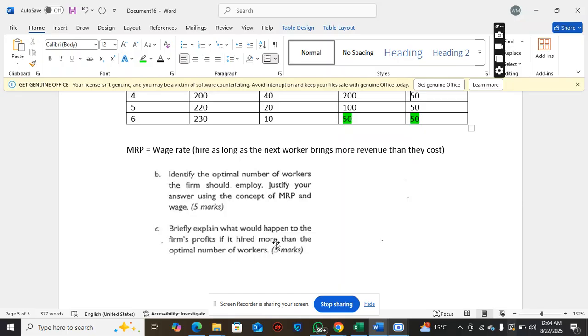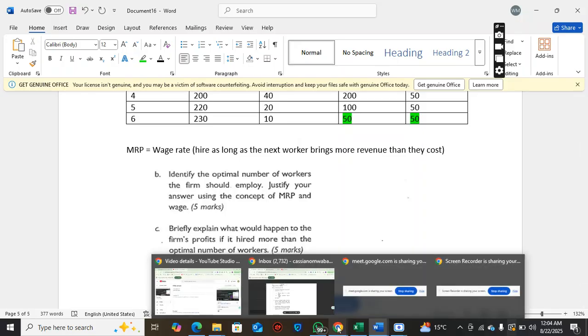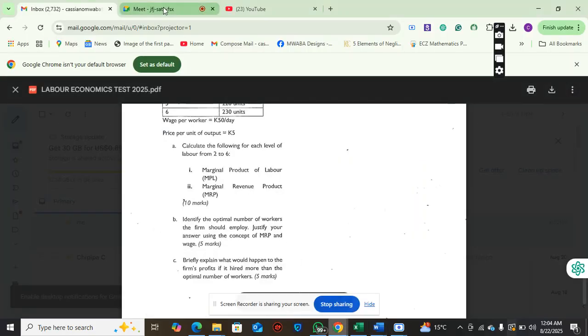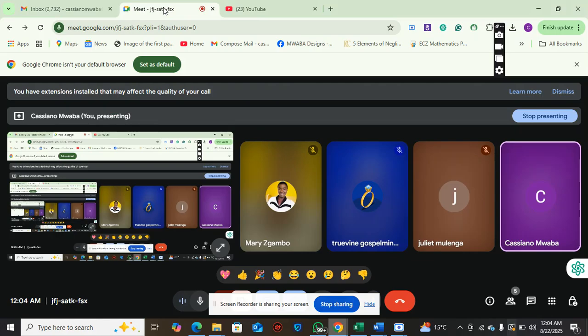Of labor. And as this law says, the moment you hire a worker who costs more than the revenue they bring, that affects your profitability. Because a worker, in essence, should bring you more money than they cost.